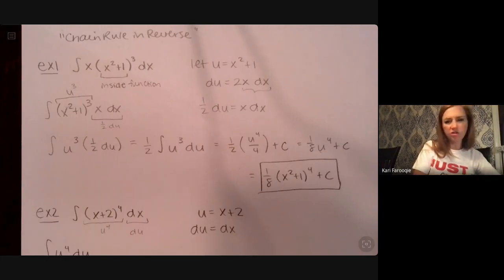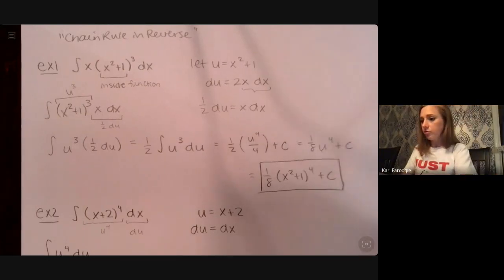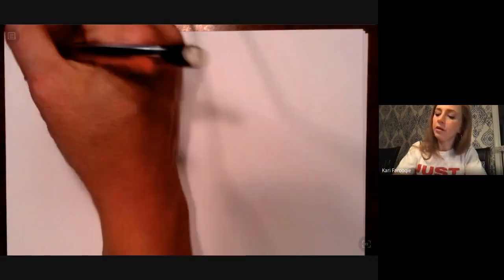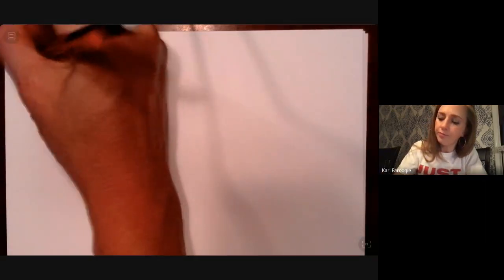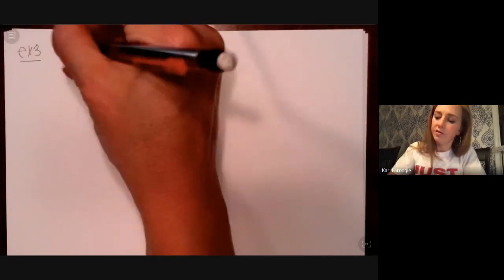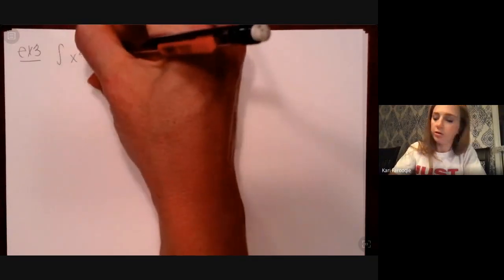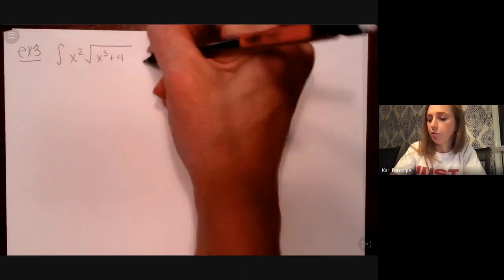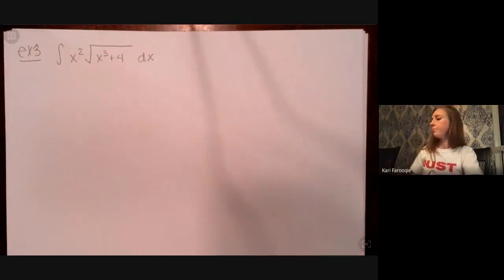Because remember, we usually just start out with polynomials. I have some radicals for you next. And then some rationals. It's all good stuff. Okay. Example 3. So this is the integral of x squared times the square root of x cubed plus 4 dx.